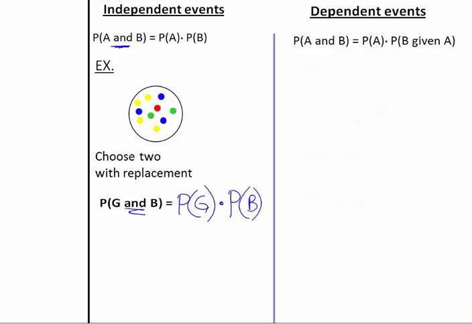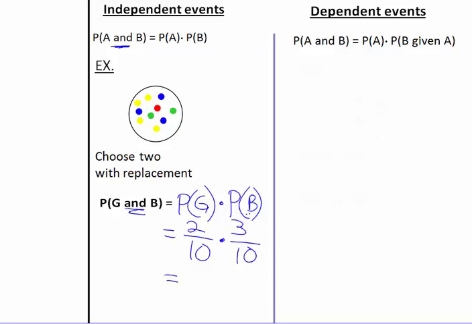Since I'm putting the first one back, the probability of blue isn't going to change at any time during the selection process. So the probability of green, you count the green ones, and we have 2. So here's our 2 green ones. So that's 2 out of, and then you find the total, 10, times the probability of blue. Since we put the green back, there are still 10 in the circle, and 3 of them are blue.